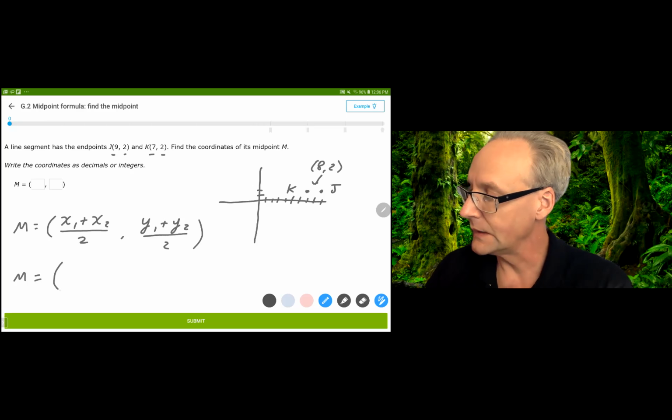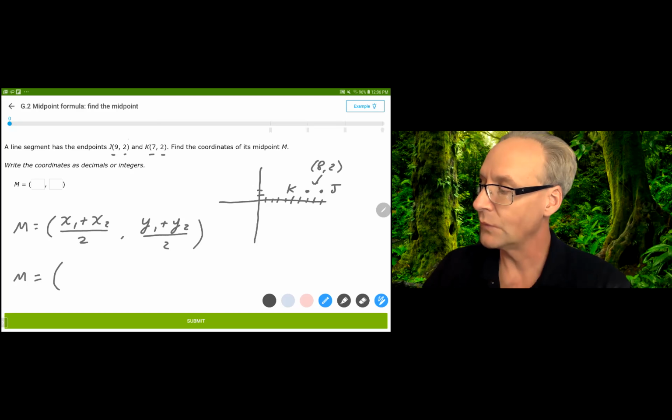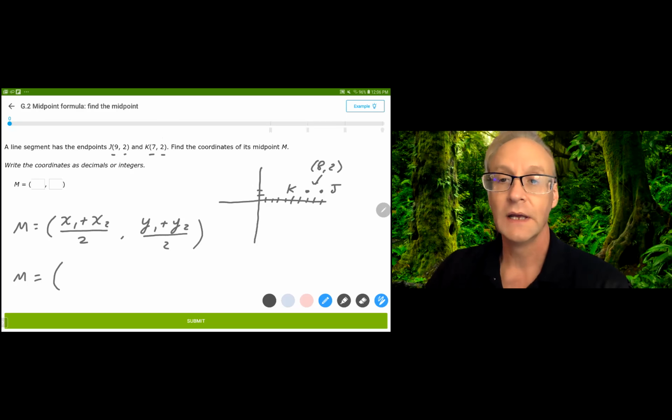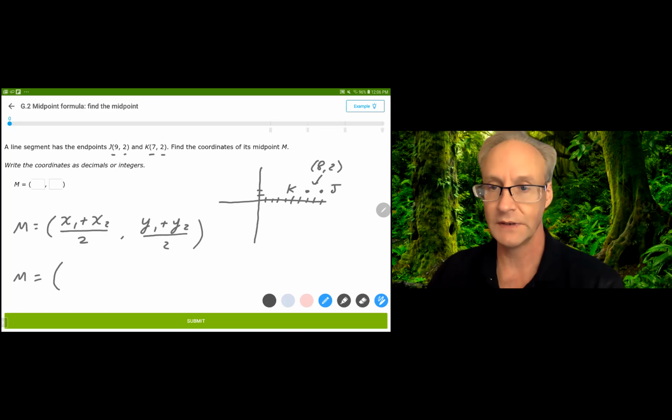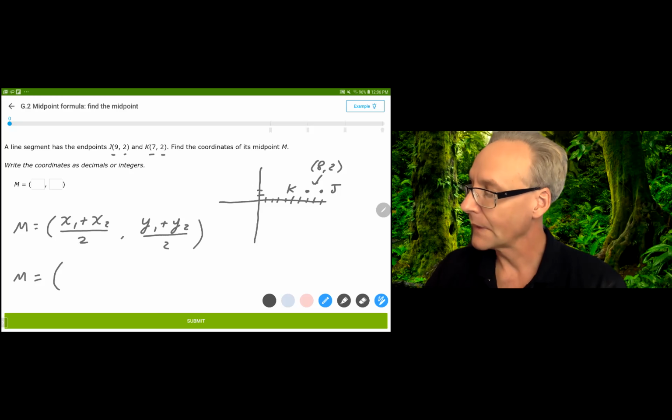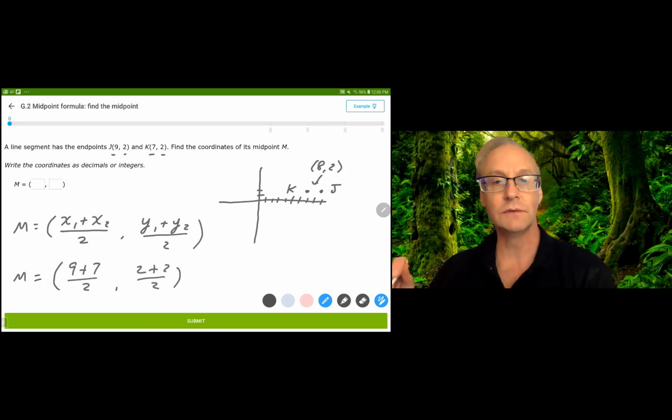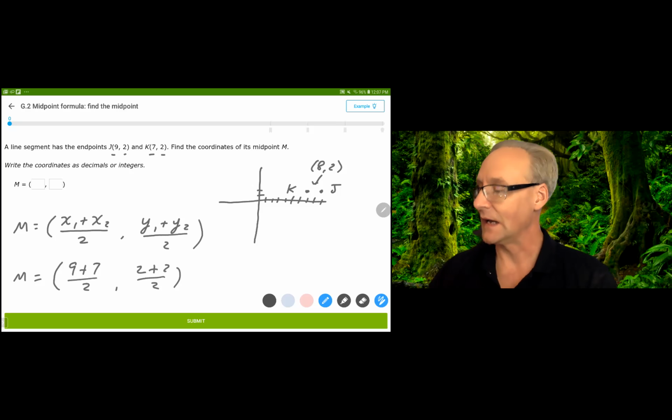So x1 plus x2. Well, this is x1, y1, x2, y2. It doesn't matter which one you label the first point and the second point. I'm going to go ahead and just put them in order. So I have a 9 plus 7. Those are my two x's divided by 2. And I have 2 plus 2 divided by 2. A common error is when people see two numbers that are the same and they want the average, they automatically start thinking of 0.5. So be careful, that's not it.